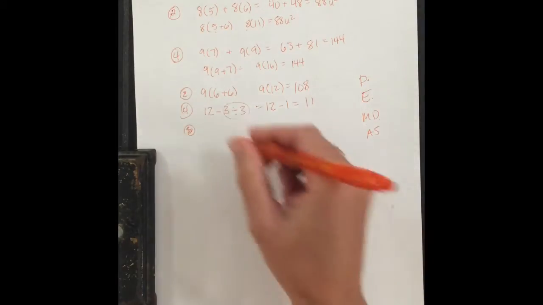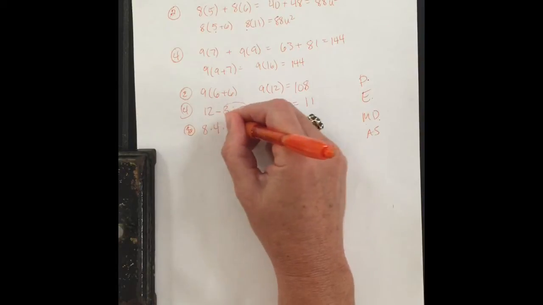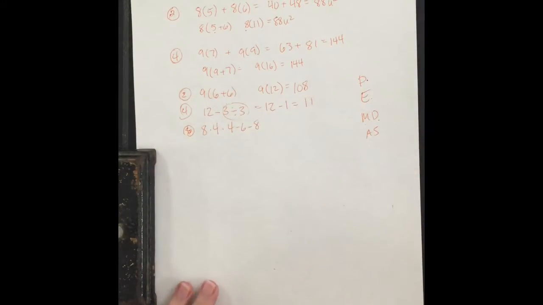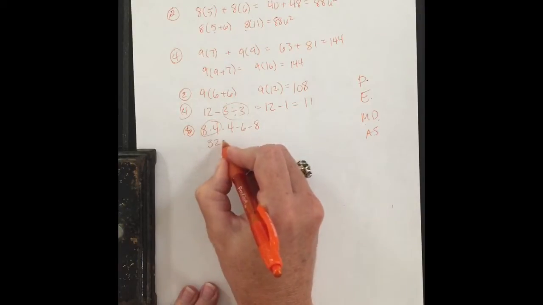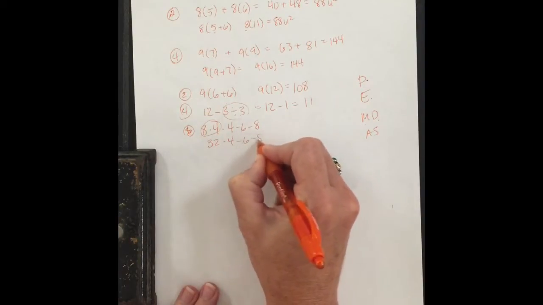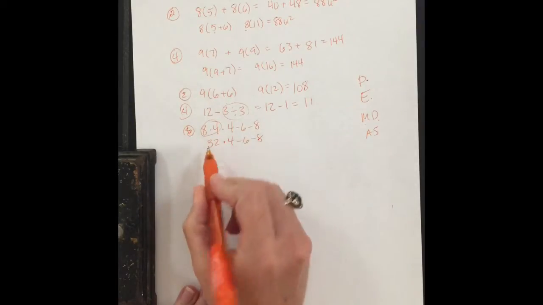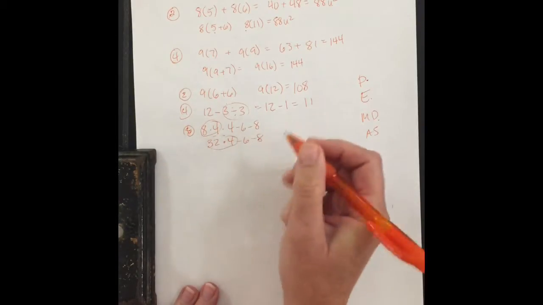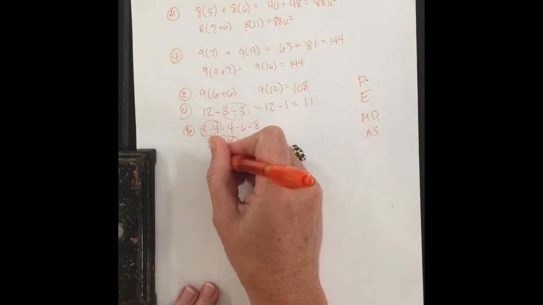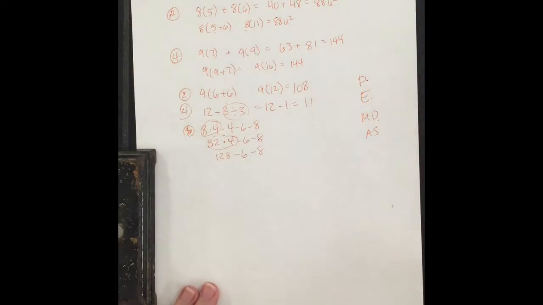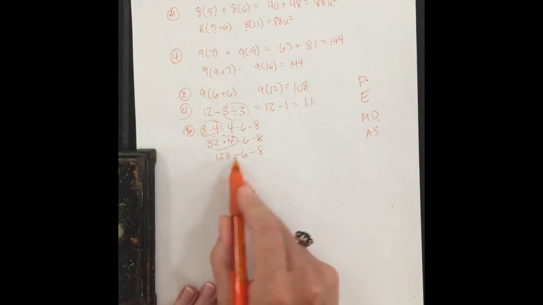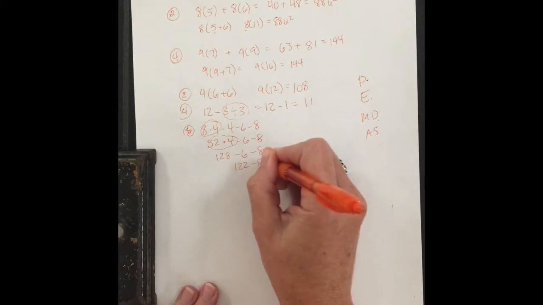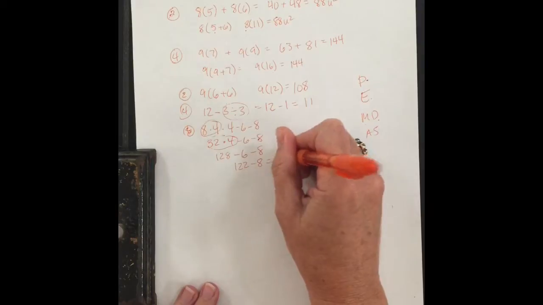6. We have 8 times 4 minus 6 minus 8. No parentheses, no exponents. Multiply and divide from left to right. So the first one I hit is this one. So I'll replace that with 32 and then rewrite everything. Then start looking again. This is the first multiplication I hit again. So I get 128 minus 6 minus 8. No more multiplication or division. Add and subtract left to right. So 128 minus 6 is 122 minus 8, which is 114.